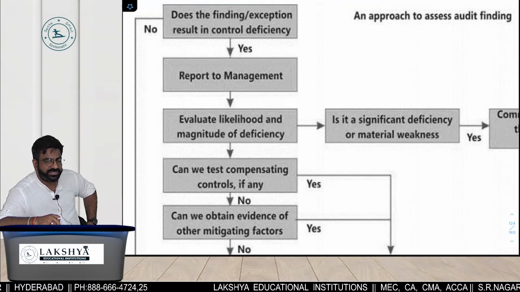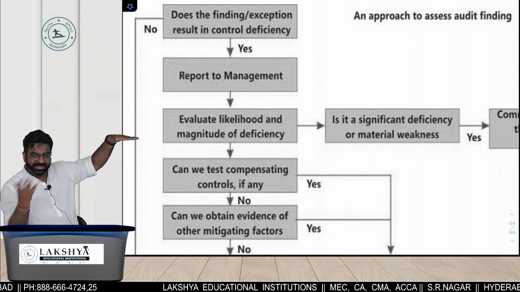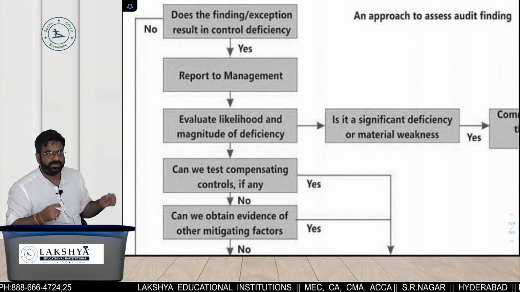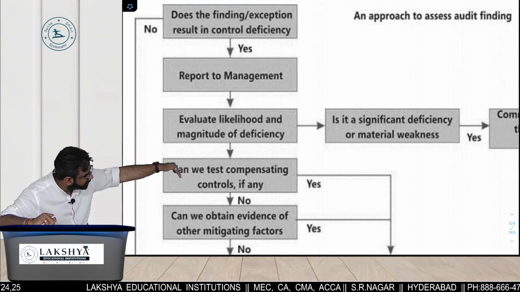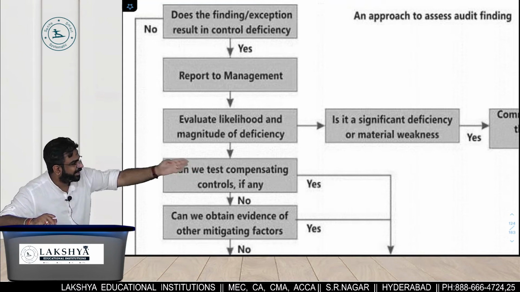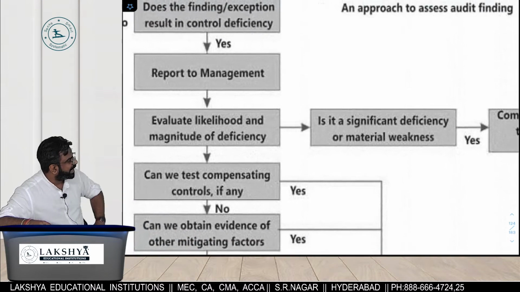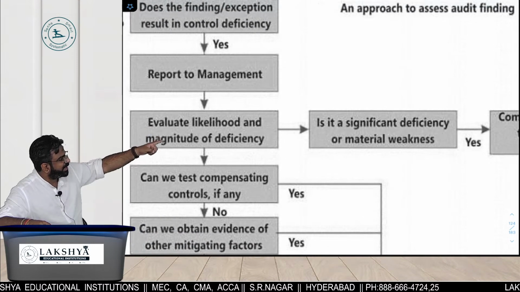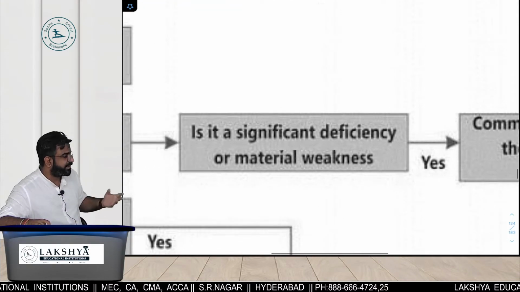What do you mean by compensating? See, if there is a deficiency, is there any other control to control it or not? If we are going down, then there will be again yes or no. And if we are going right side, see on the right side first. After evaluating the likelihood and magnitude of the deficiency, what is the next question? Is it significant or material?